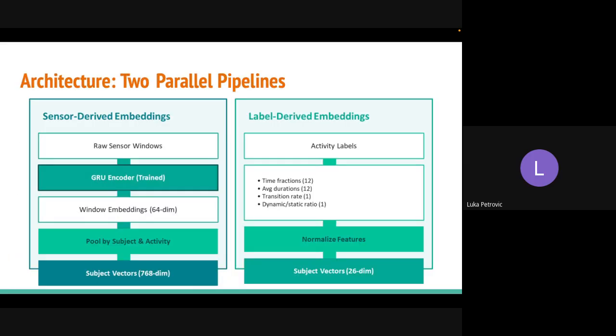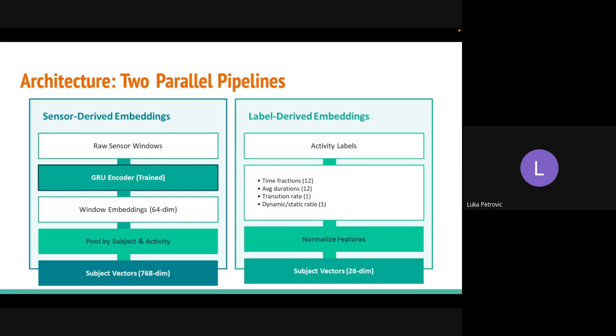This is the heart of our approach. We have two different pipelines that run in parallel. On the left, we have the sensor-derived embedding, and here is how it works. We start with a raw sensor window, which is 128 time steps of 6-channel IMU data. These windows are fed into our trained GRU encoder. This is the same one that we saw in task one. The GRU outputs a 64-dimensional embedding for each window, and this embedding captures the learned movement pattern.